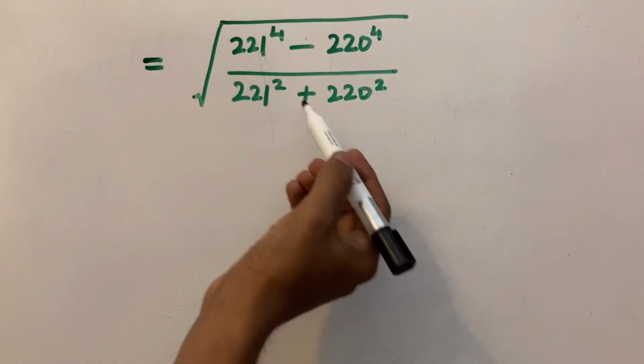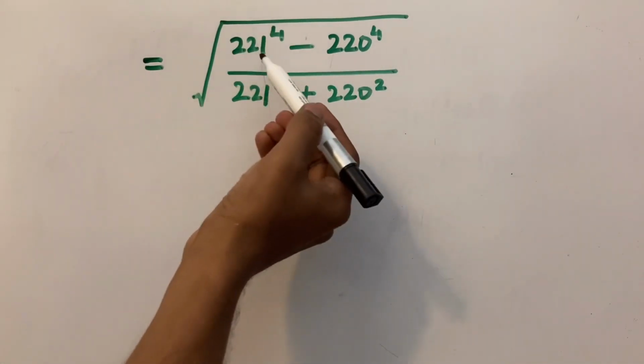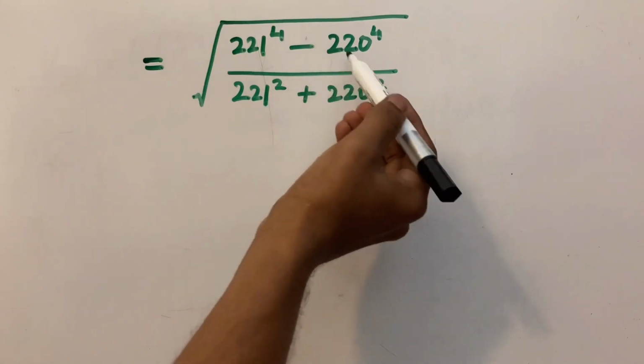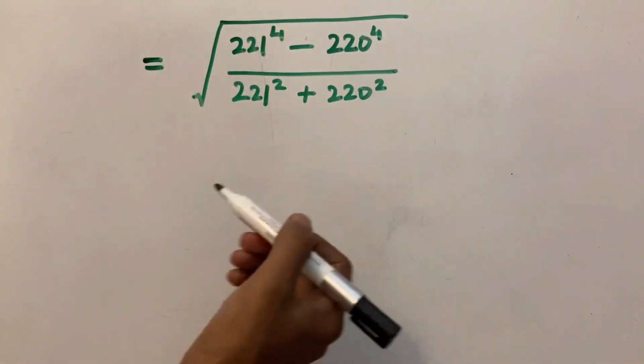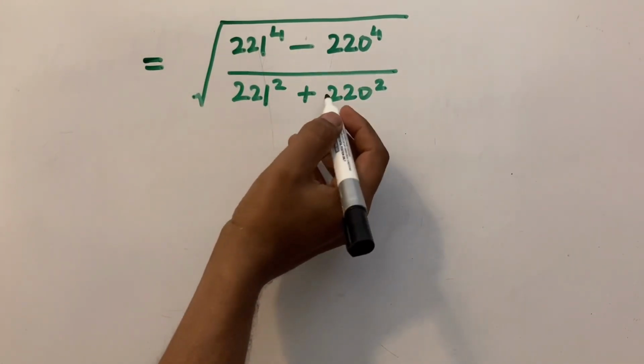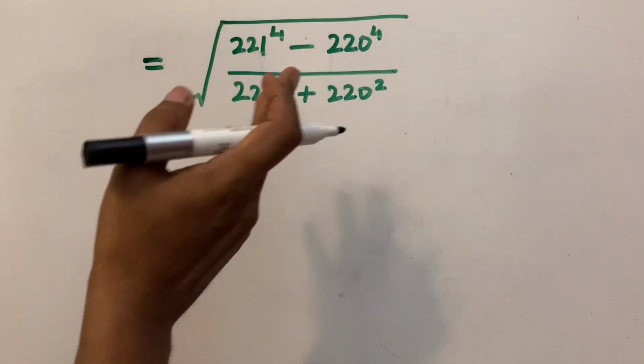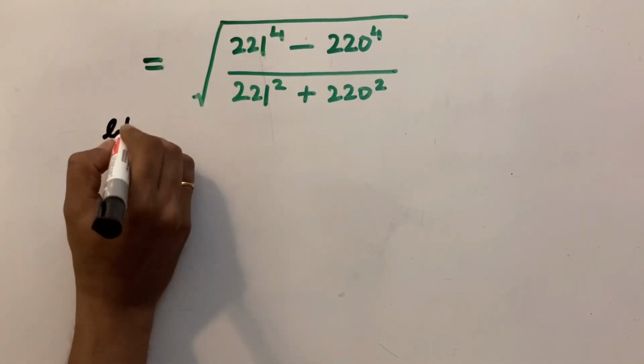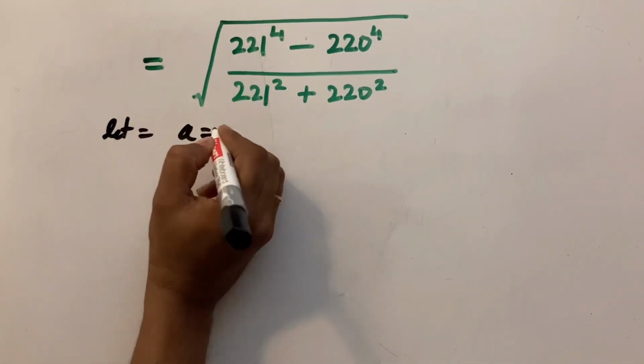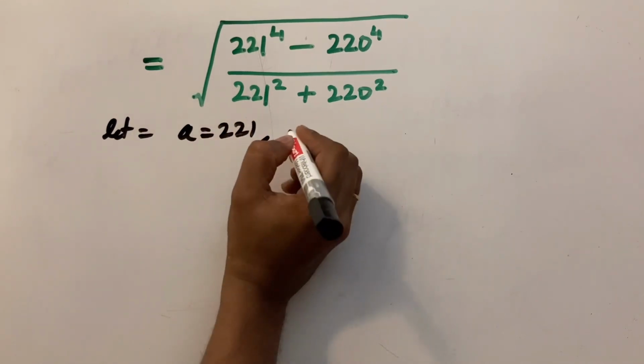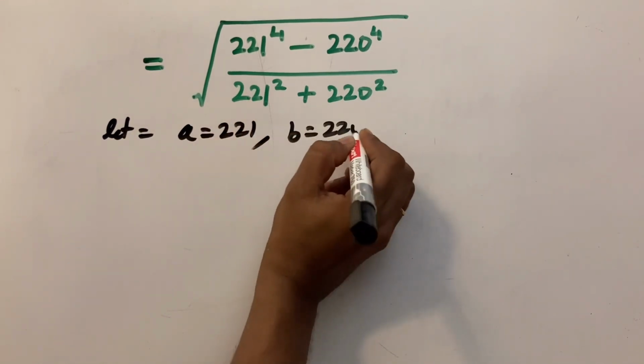In this problem, we have to find the value of (221^4 - 220^4) divided by (221^2 + 220^2). To solve this question, let's assume a equals 221 and b equals 220.